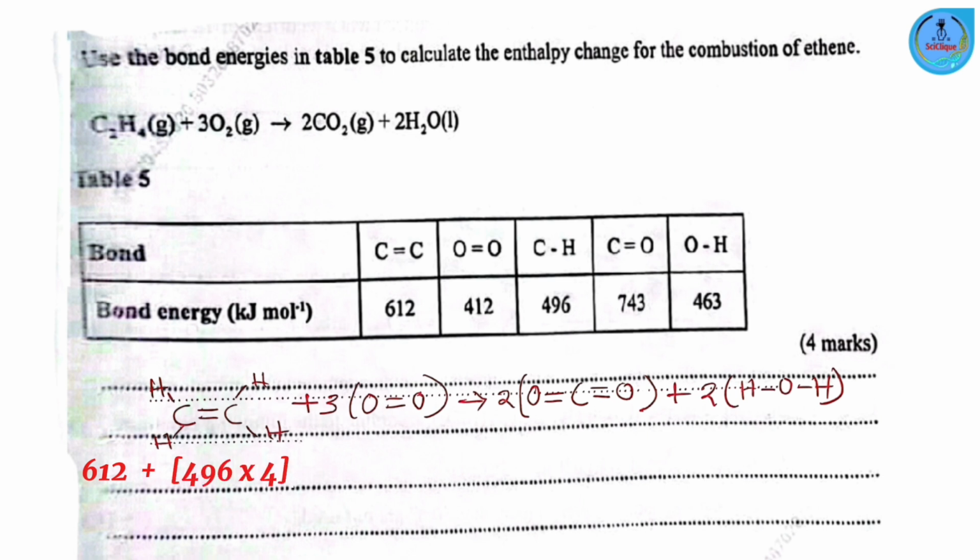So we are done with ethene. Let's move on to oxygen. We have 3 molecules of oxygen. In each molecule, you're going to have 1 oxygen atom having a double covalent bond with another oxygen atom. So 1 oxygen molecule, another oxygen molecule, and a third oxygen molecule. Now, if we want to break apart this 1 bond, we need 412. But we have 3 molecules of oxygen, so we need 412 multiplied by 3. So on the reactant side, we are done.